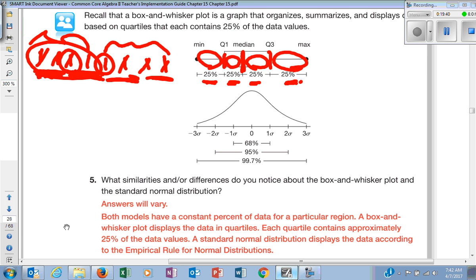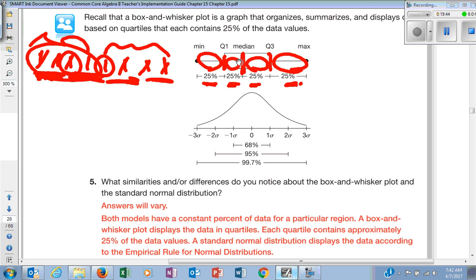Isn't that similar to what we do, except ours has 68? Instead of a median, what do we use as our middle? The mean. And then we know that one standard deviation below and one standard deviation above is going to be 68%. From the median to one median and the other median, how much percent of the data do we know is in there? 50%.